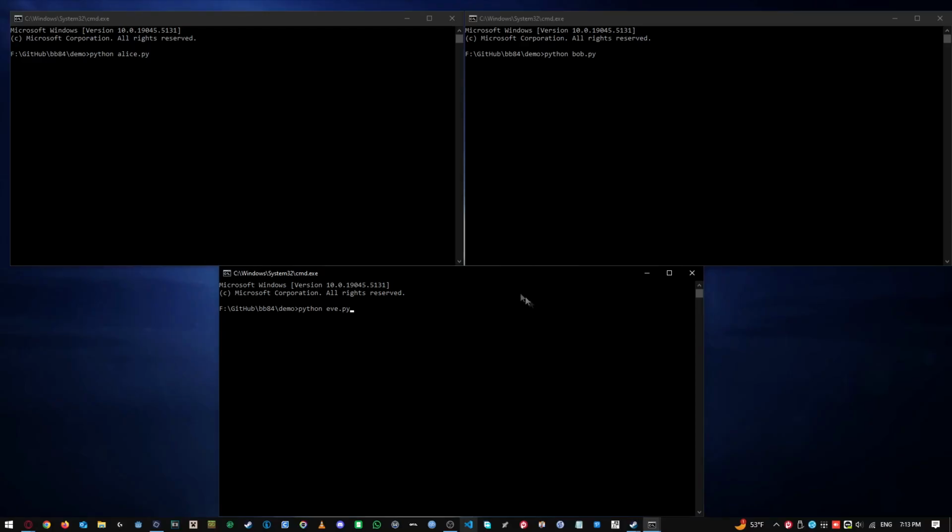Hello and welcome to my demonstration of the BB84 protocol. This is a quantum key distribution algorithm which was invented by Bennett and Brassard in 1984, hence the name BB84.